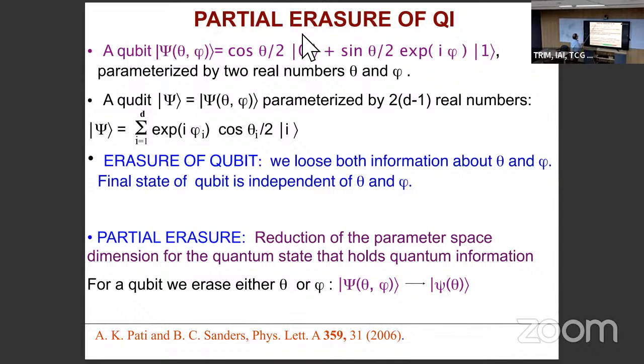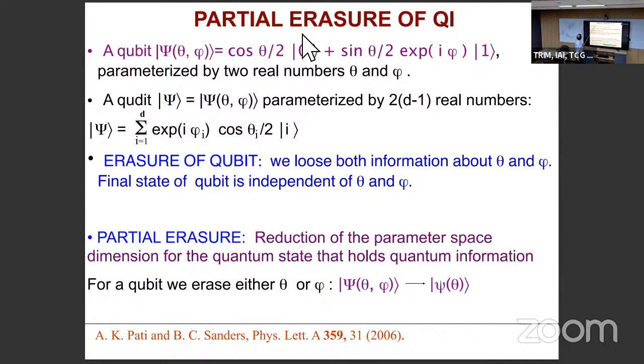The next result that is not possible in quantum mechanics is partial erasure. So what is partial erasure? I know what erasure is. When I want to erase, I want to eliminate all the information. That is, if I am given a quantum bit like alpha 0 plus beta 1, I want to reset that to 0. That means I lose all information about alpha and beta. What do I mean by partial erasure?